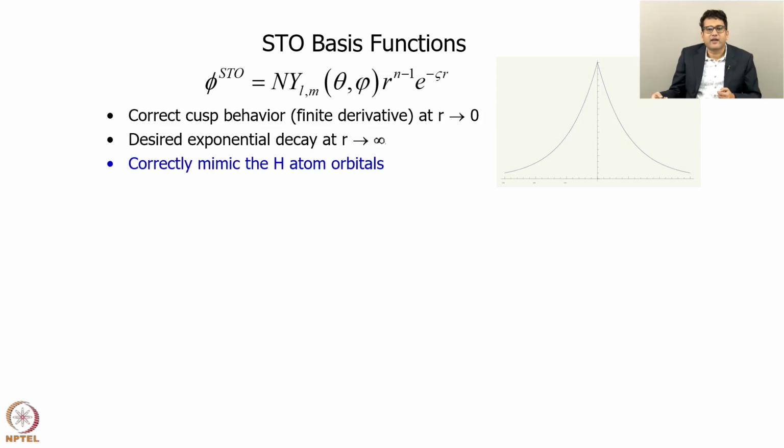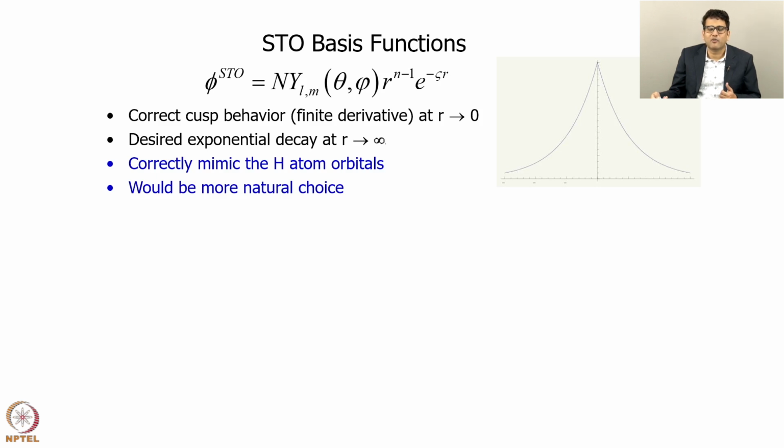Next thing is that it correctly mimics the hydrogen atomic orbital, because that is what the hydrogen atomic 1s looks like. And because it correctly mimics the hydrogen atomic orbital, in principle they would also mimic any other higher atoms up to the time you stick to the orbital approximation. So, that should have been a more natural choice for using basis set.